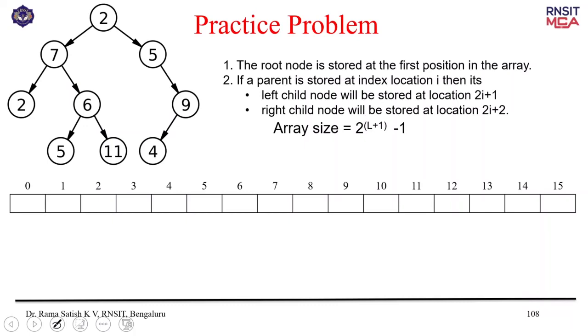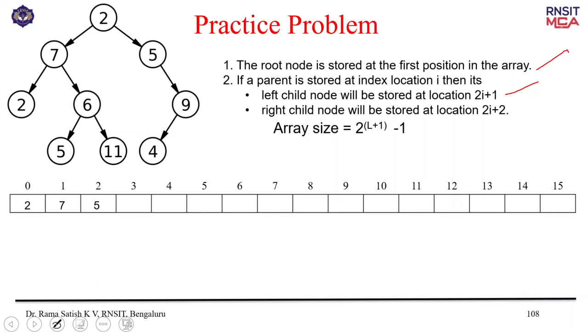Now, according to the rule, the first element, the root element, has to be stored in the first position. Yes, it is stored. 2 is stored. The second element, 7, apply the same rule. It's a left element, 2i plus 1. It is in position number 1. Same way, 5 in position number 2.